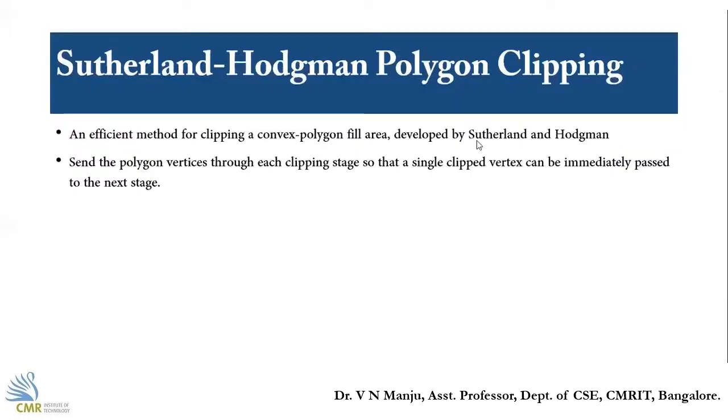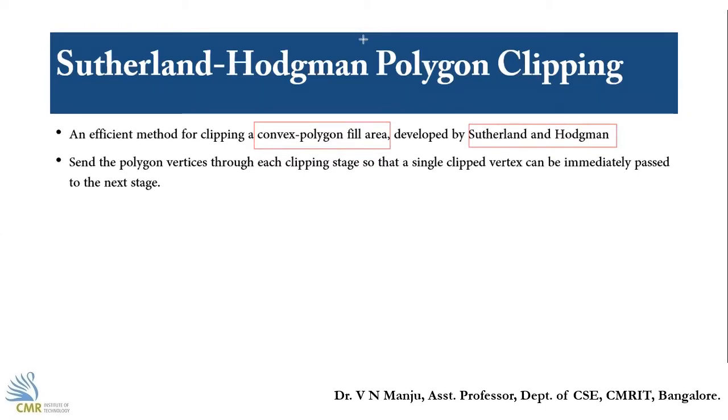Today we are going to see about the Sutherland-Hodgman Polygon Clipping algorithm. So where is this polygon clipping working? This polygon clipping is working for a convex polygon fill area, and it was developed by Sutherland and Hodgman, and that is why the name Sutherland-Hodgman clipping algorithm. What happens here is once you clip the vertices, only those vertices are passed to the next stage, and that is about the Sutherland-Hodgman polygon clipping algorithm. So we'll see in detail how it is working.